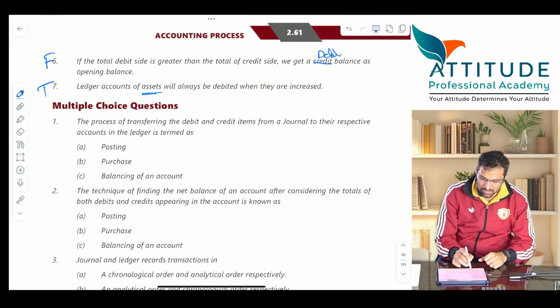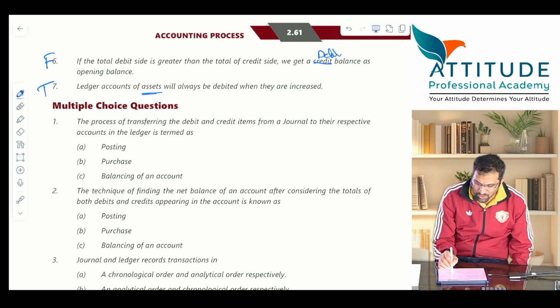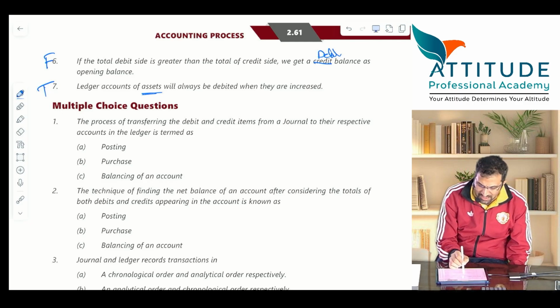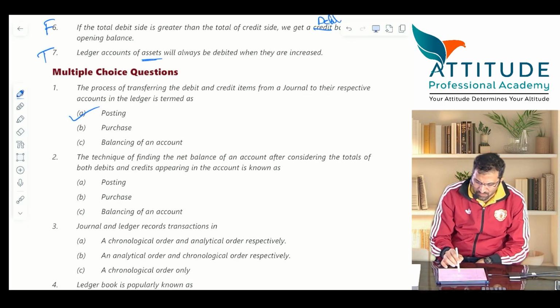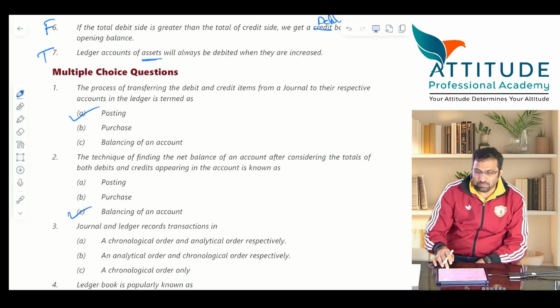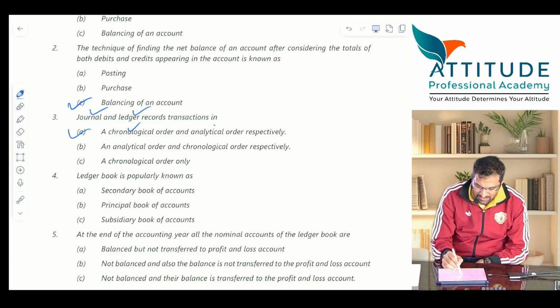The process of transferring debit and credit items from journal to their respective accounts in ledger is termed as posting, not balancing. Very good. The technique of finding the net balance of the account after considering the totals of both debit and credit appearing in the account is known as balancing of an account. बराबर है? Then journal and ledger record transactions in chronological order and analytical order respectively. Journal is chronological, ledger is analytical.